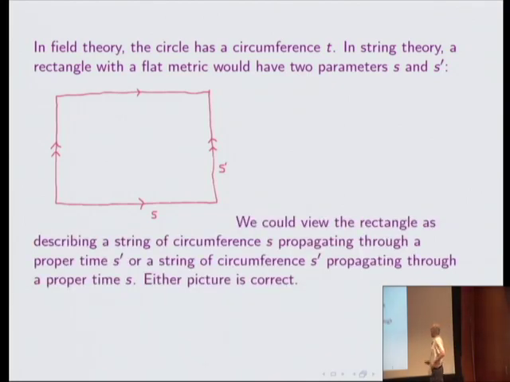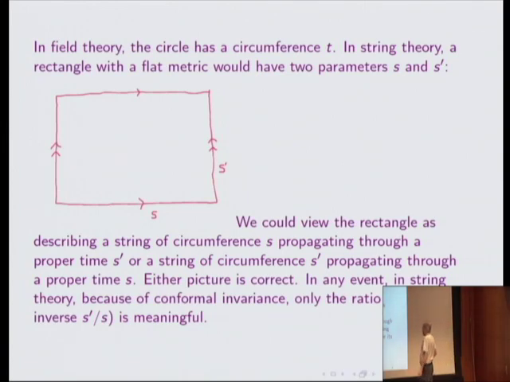So we can view the string as the rectangle. You see, if I glue the left and right together, I've made a closed string of length s, and it propagates. I regard the vertical direction as time. So a string here propagates through a time s prime. But I could also say, if I've glued the top and bottom together, the left edge becomes a circle, and that's a closed string, and it's propagating through a time s. So the same surface describes a string of circumference s propagating for a time s prime, or a string of circumference s prime propagating for a time s. Either picture is correct, and as always, when two pictures are correct, you should use the one that's simpler to understand.